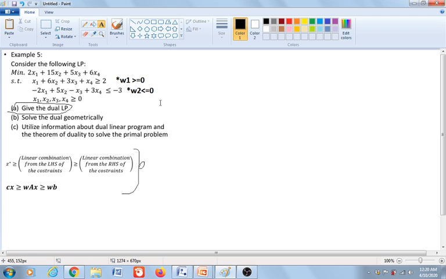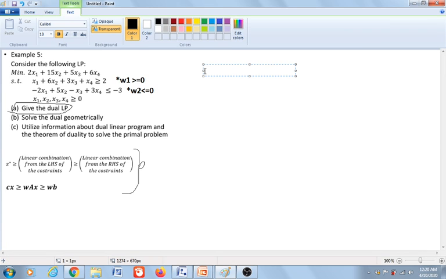So now let's do the multiplication. So we'll have W1 minus 2W2 and times x1, and according to the weak duality theorem, the linear combination of the left hand side must be less than or equal to the z star. So this must be less than or equal to then 2x1, and see, x1 is positive, so it will not change the sign.